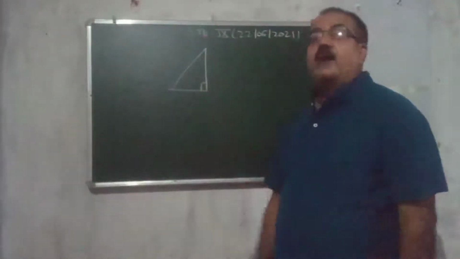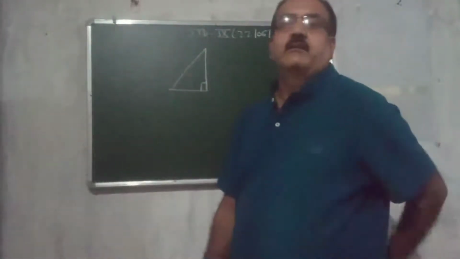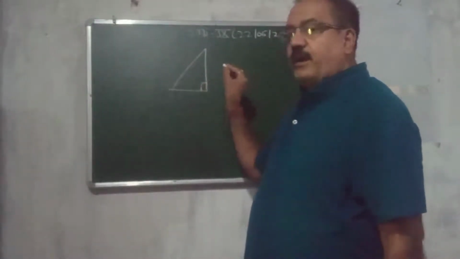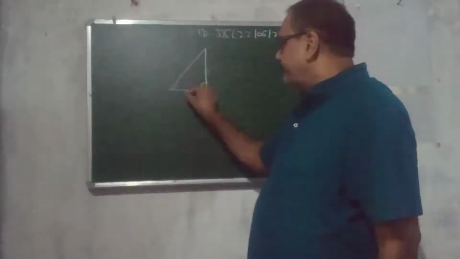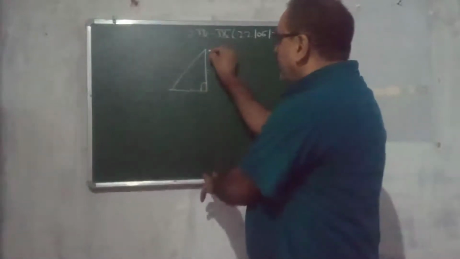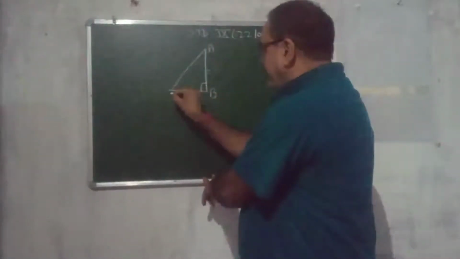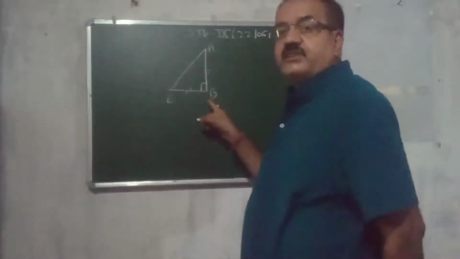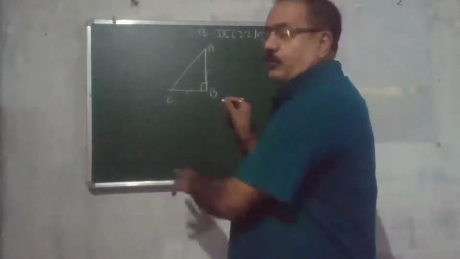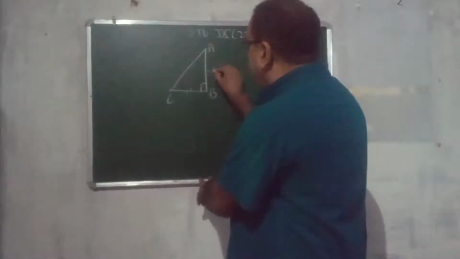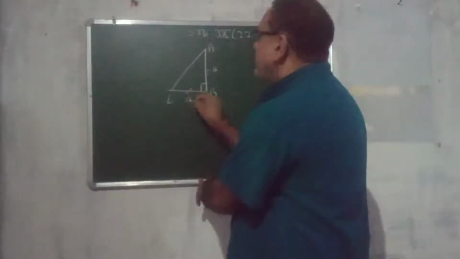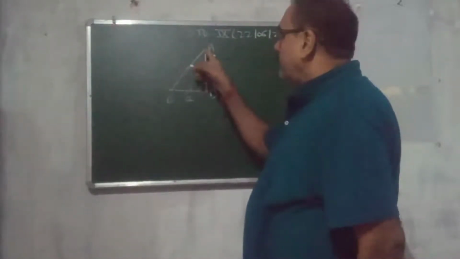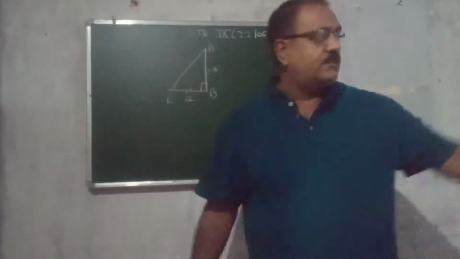Let us see an isosceles right angle triangle. Isosceles means two sides are equal, and right angle means one angle is 90 degree, this is 90 degree. Since this is an isosceles right angle triangle, two sides are equal. Let the equal side be A, then this is also A. And AC is the hypotenuse.